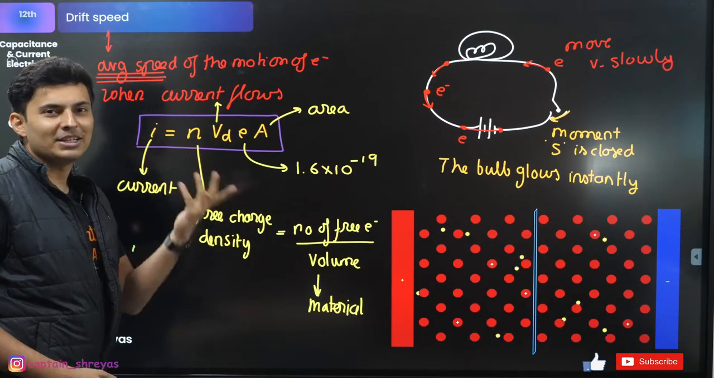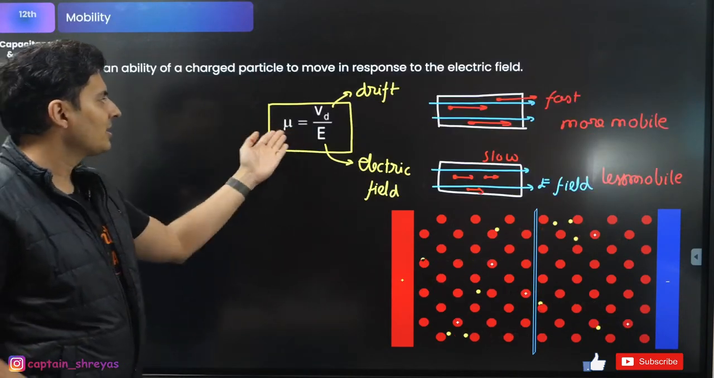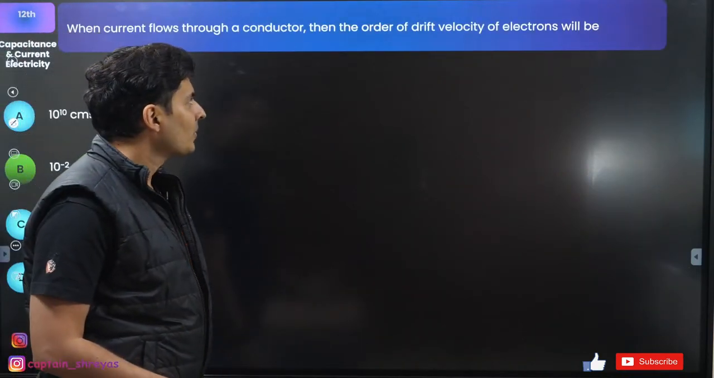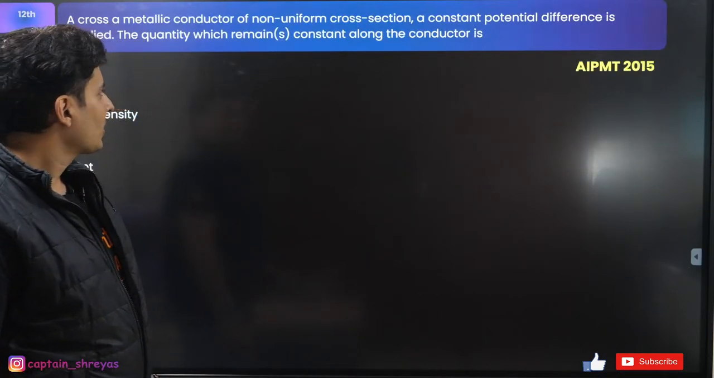Area changes, drift speed changes. The moment drift speed changes, you will see mobility also changes, electric field changes basically. Come on, let's see the next question.